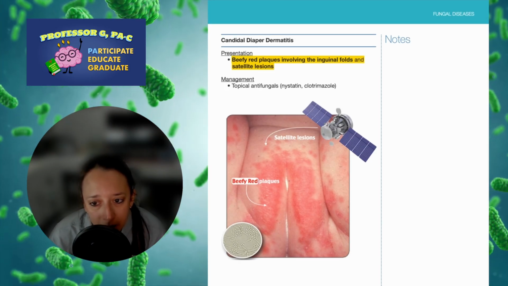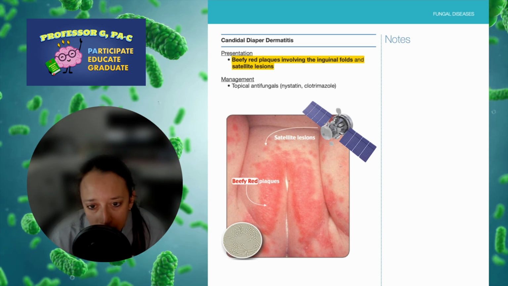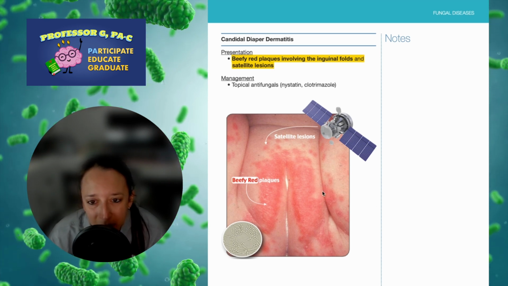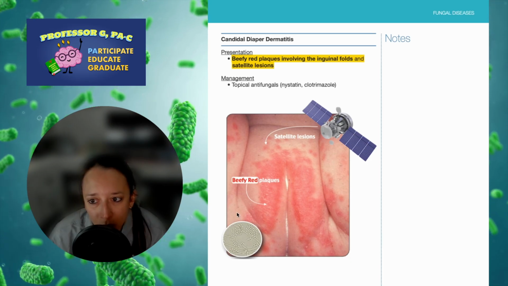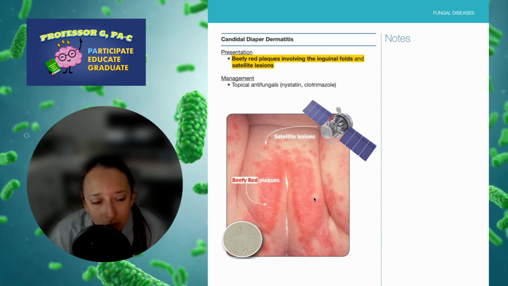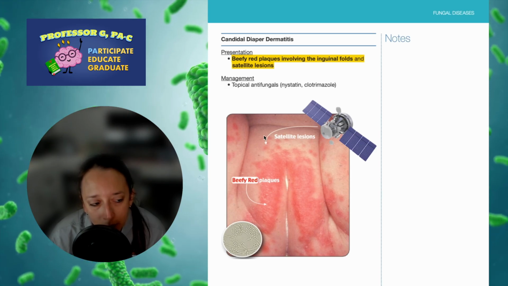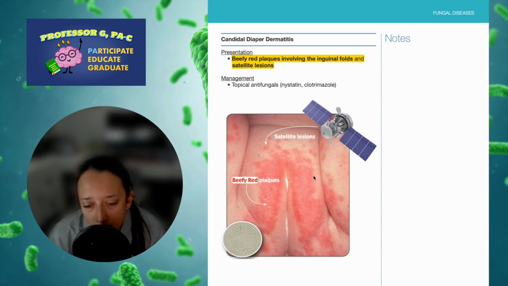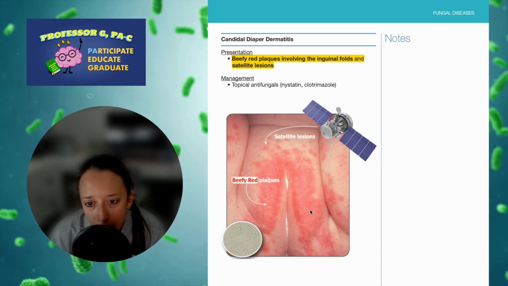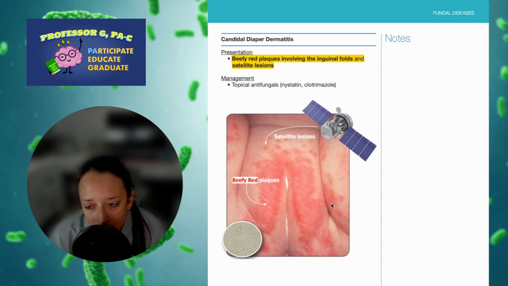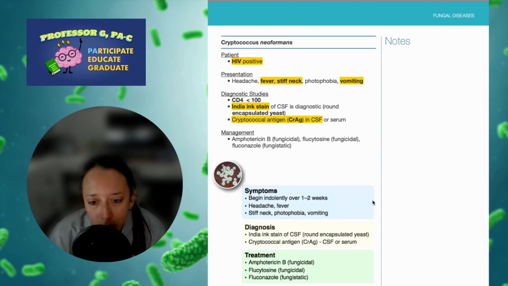So this occurs in infants due to prolonged moisture, like wet diapers in the diaper region. On exam, we're going to see beefy red plaques, often in the inguinal folds and along the genitalia, with those classic satellite lesions, so leading away from the large patch of red, these little red spots. Treatment is going to be topical nystatin or clotrimazole. And in diaper rashes, the satellite lesion is going to give it away. That's always Candida.